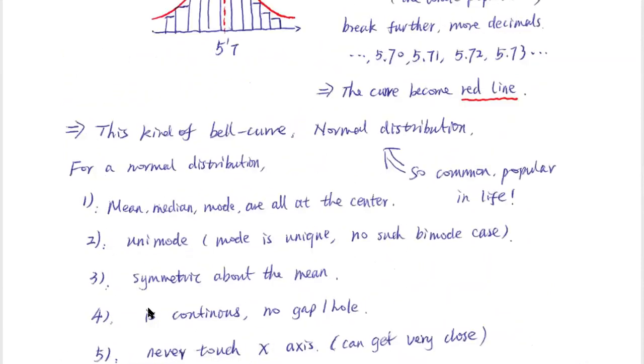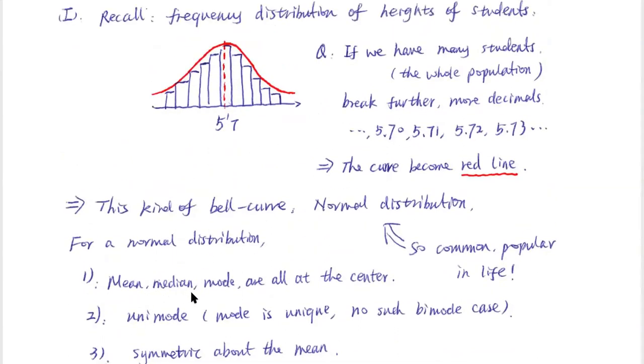Number 1: mean, median, and mode are all at the center. So what does that mean? You can see from the picture: the mean is the average. Median, if you remember, is what you get when you sort the data from low to high or high to low, the middle point. Mode is the one happening most often. So in the normal distribution, they should all be the same. They should all be at the center.